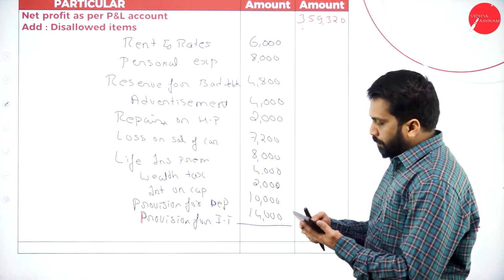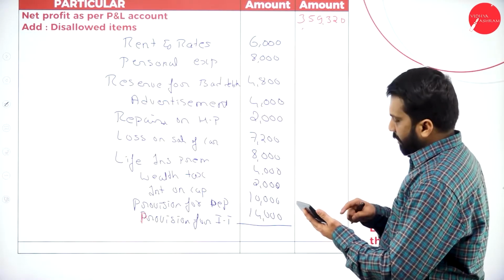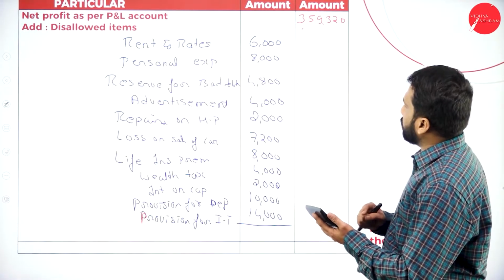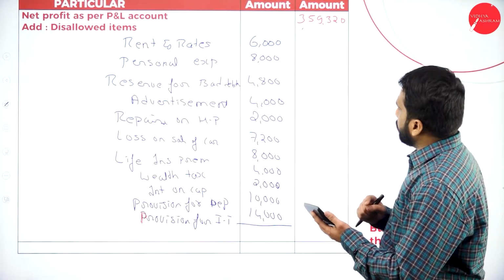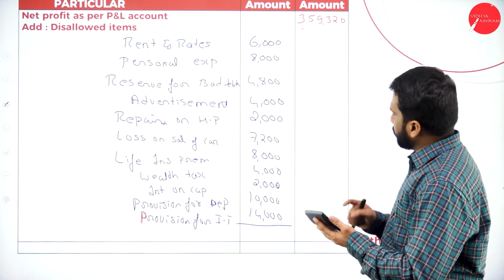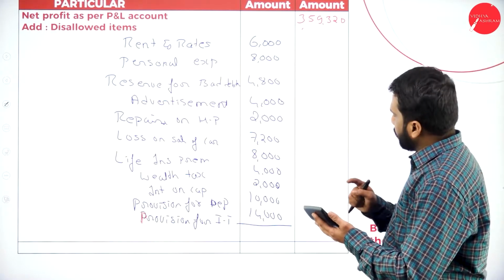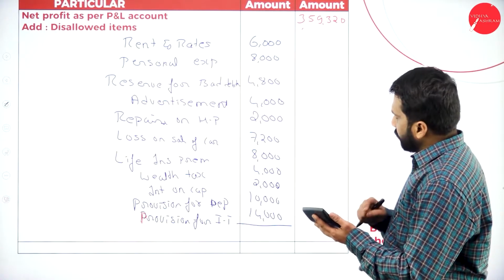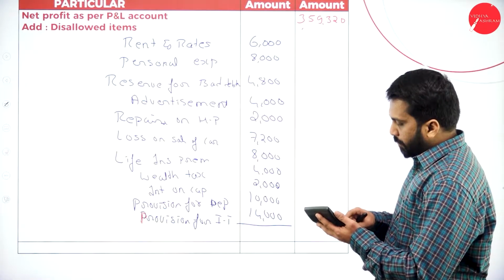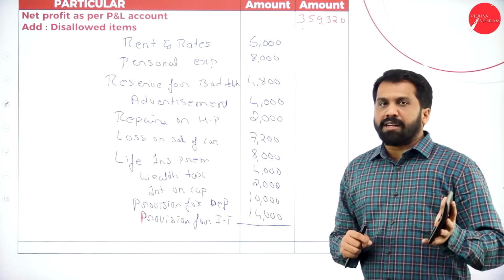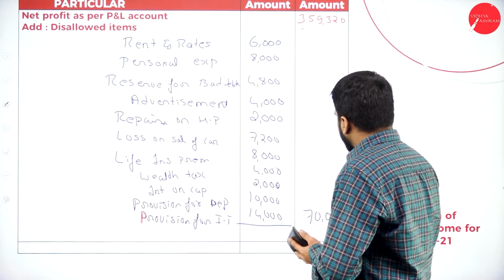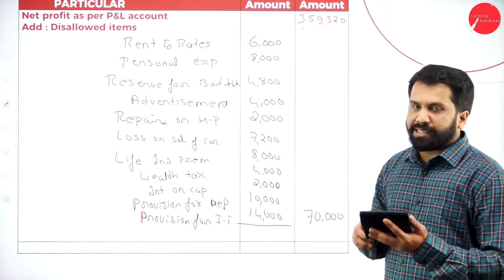Now we'll take the total of all expenses. What is the total? It is 6,000 plus 8,000 plus 4,800 plus 4,000 plus 2,000 plus 7,200 plus 8,000 plus 4,000 plus 2,000 plus 10,000 plus 14,000. I got 70,000.